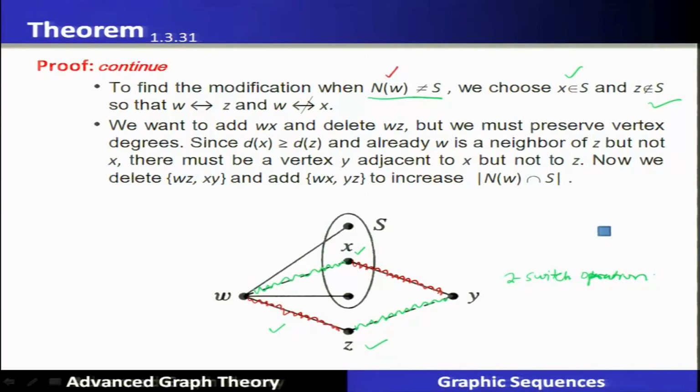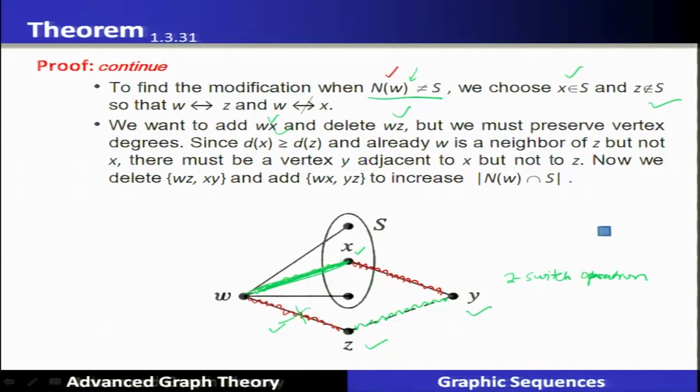In this two switch operation, we want to add Wx, which will be introduced in N of W, and we will delete Wz. But we must preserve the vertex degrees. Since degree of X is greater than degree of Z, and W is already a neighbor of Z but not of X, there must be another vertex Y.